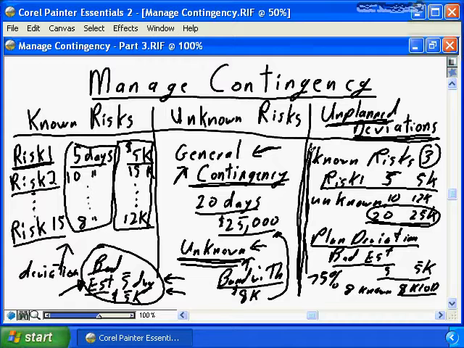The key to managing contingency is to reserve the funds for the known risks until the risk event occurs or transpires without occurrence. The key to managing contingency is to ensure that you're using your general contingency only when a true risk event happens, that you're not consuming it for planned deviations. And as you're delivering the project, as your known risks transpire and you have extra funds available because risk events did not happen, then it is acceptable to apply that against planned deviations.